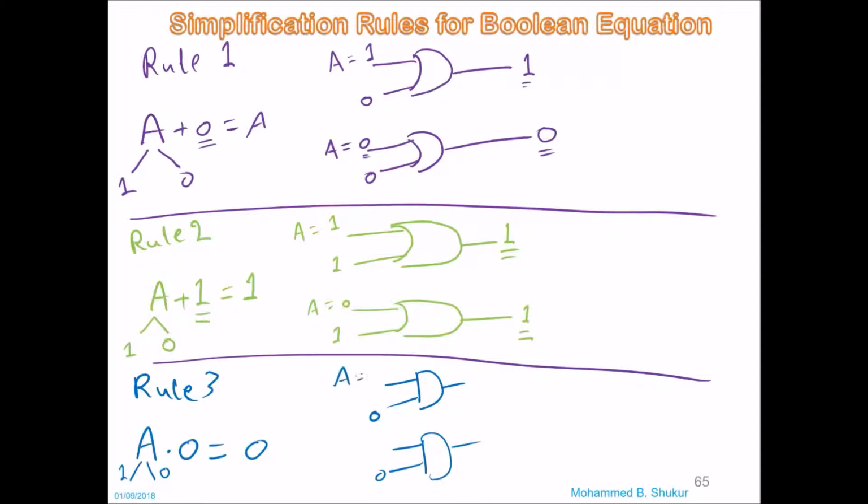A may be equal to 1. So 1 and 0, the output equal to 0, or A may be equal to 0. So 0 and 0, the output is 0. So we can see the output is always equal to 0. So A and 0 equal to 0.